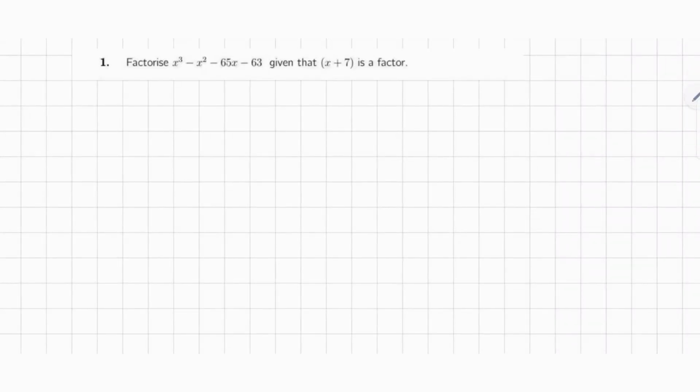In this section, we will be solving a few polynomial equations. Our first question is the following. We have to factorize x cubed minus x squared minus 65x minus 63. We can solve it in the following manner.